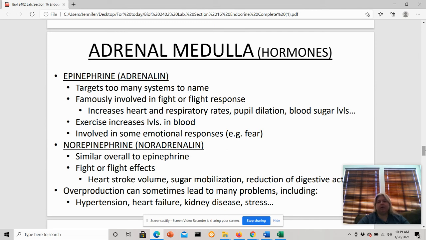And then we have norepinephrine, similar to epinephrine with the fight or flight effects. It affects the heart, stroke volume, sugar mobilization, and reduction of digestive activities. Now, overproduction can lead to a number of problems like hypertension, heart failure, kidney disease, and stress, all bad things, right?